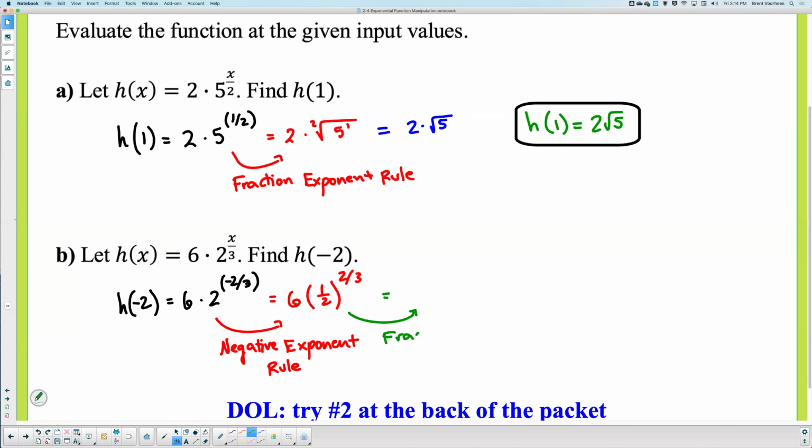And now I will apply the fraction exponent rule. With the fraction exponent rule, we change the fraction power to a root. So this will be 6 times the third root, and it'll be 1/2 squared. Again, you could put the squared on the inside or the outside. I'll leave it on the inside, and I'm going to evaluate it. So I'll go ahead and put this in parentheses, 1/2 squared. So I can evaluate that. This will be 6 times the third root, and 1/2 times 1/2 would become 1/4.